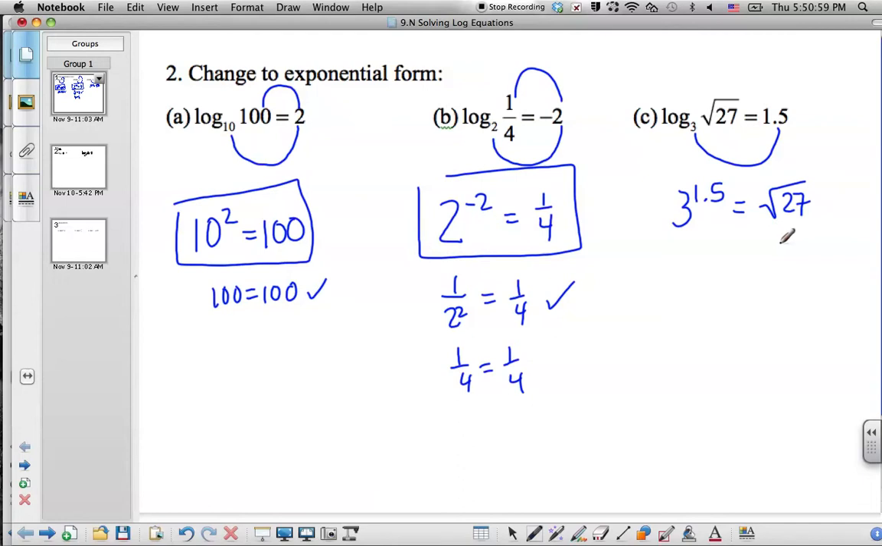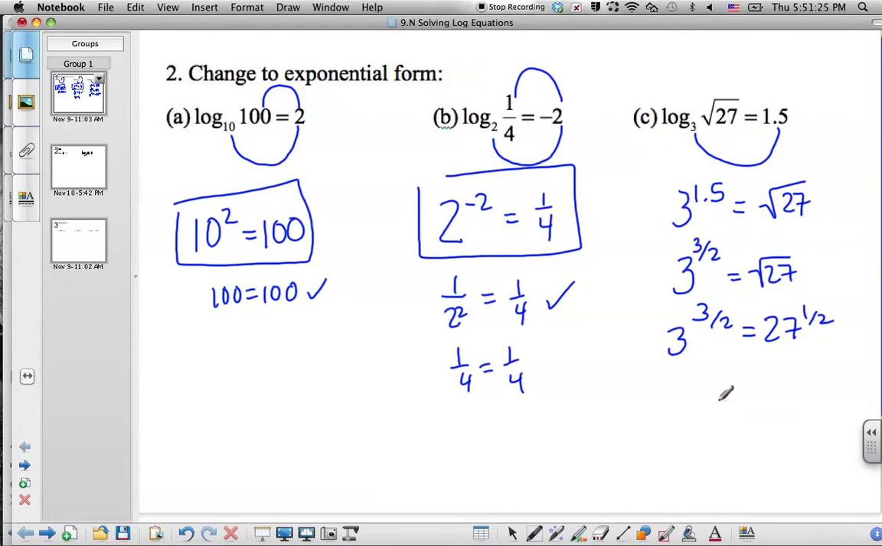Okay, so I don't like 1.5. That's super ugly. Let's change it. Let's change 1.5 to 3 over 2, because fractions are our friends. But still not looking very convincible here.